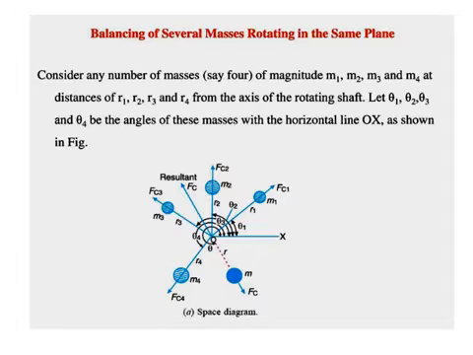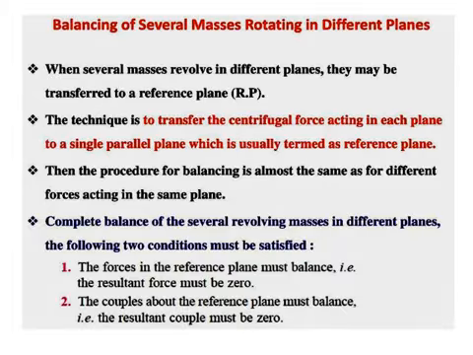In this slide, the balancing of several masses rotating in the same plane. We consider four masses M1, M2, M3 and M4 at distances of radius R1, R2, R3 and R4 from the axis of rotation of the shaft. Let theta 1, theta 2, theta 3, theta 4 be the angles of the masses with respect to the reference line OX. We resolve the four masses and find the resultant mass, and the balancing mass is attached opposite to the resultant mass with equal magnitude.